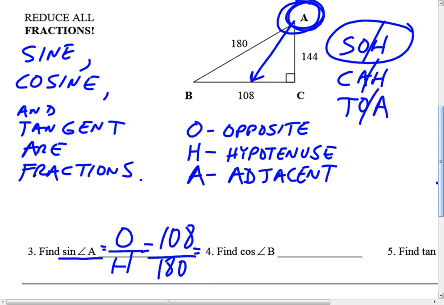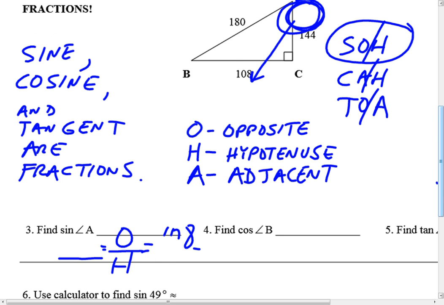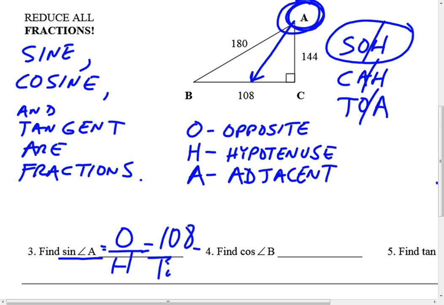Can you guys reduce with your calculator? How do you reduce 108 over 180 with your calculator? Three over 5? All right, we'll put that right over here. 3 over 5. And you're done. All we wanted to know was the fraction that mathematicians call the sine fraction.